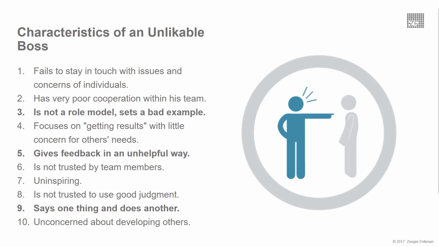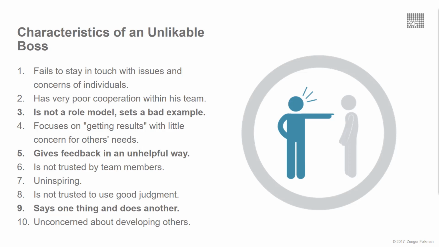I call out those 3 because the other 7 are basically things that the leader doesn't do. They're kind of sins of omission rather than commission. So the message that I take away from this is that being unlikable is mostly about what you don't do rather than what you overtly do.